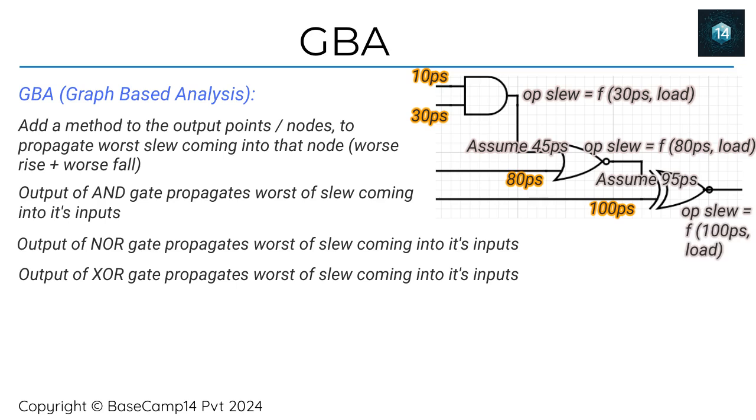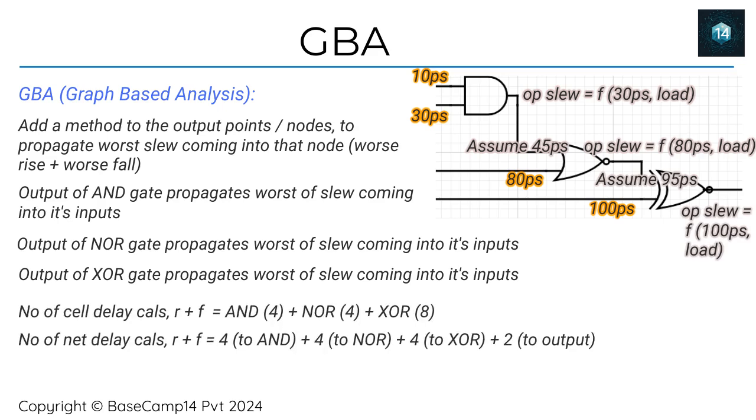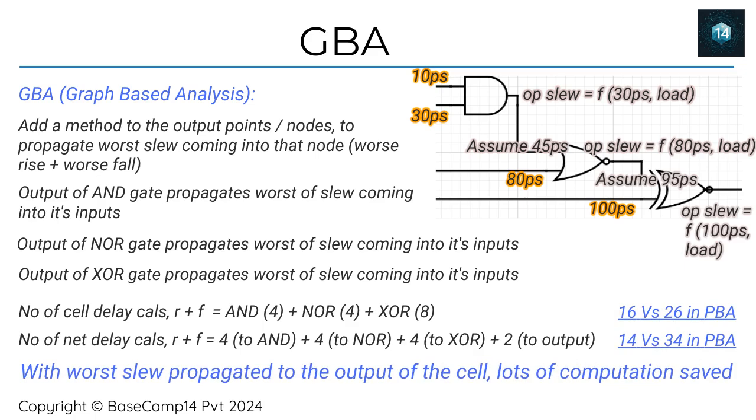In this case, every net delay is computed once for rise and once for fall. And similarly, cell delay is not computed for all possible slews coming into it while tracing different paths, but just the worst slew which was propagated to it. This results in a lesser number of cell and net delay calculations.